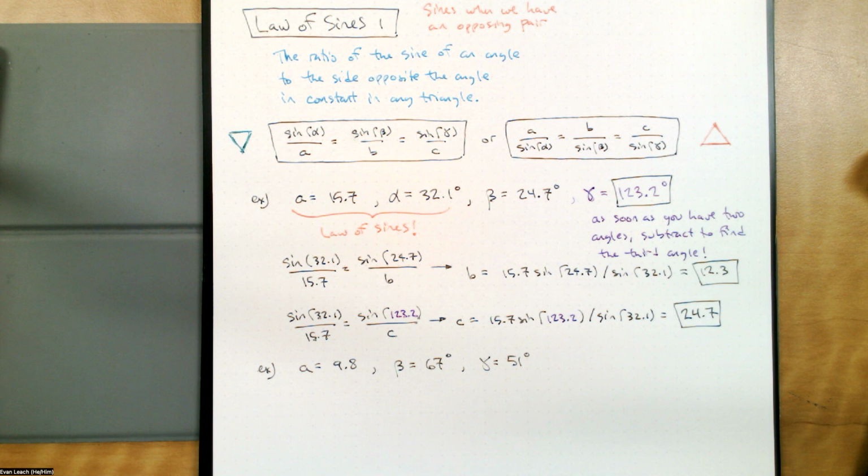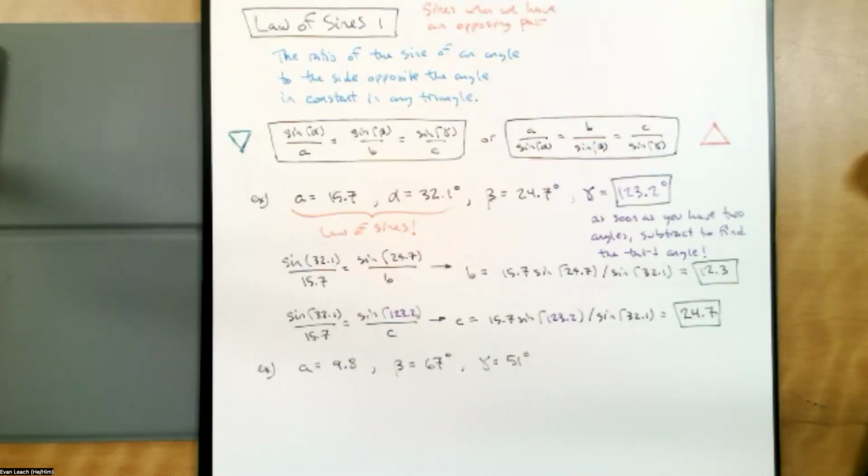What we notice that we don't have in this set of information is an opposite pair. I've got side A, but I don't have angle alpha. I've got angle beta, but I don't have side B. I've got angle gamma, but I don't have side C. So I don't have an opposing pair of information. But this is still law of sines.